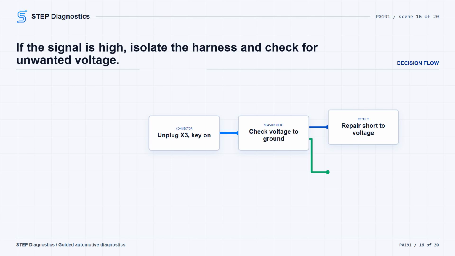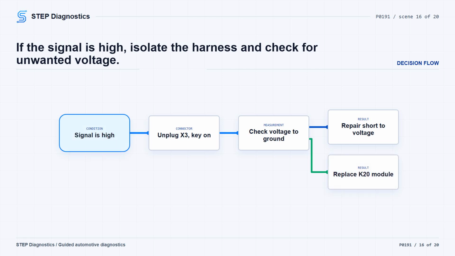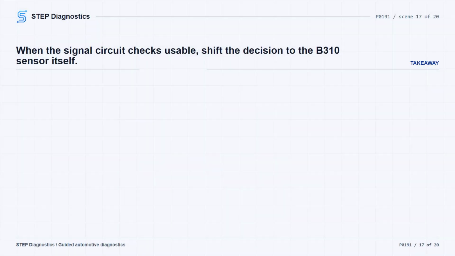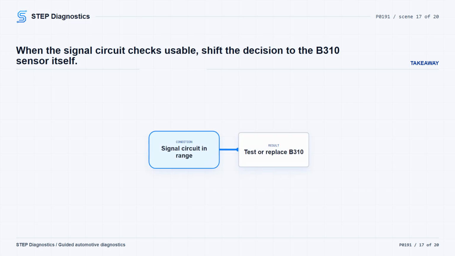If the signal circuit voltage is greater than 5.2 volts, turn the ignition and vehicle off. Disconnect connector X3 at the K20 engine control module. Turn the ignition on with the vehicle in service mode and test for less than 1 volt between signal circuit terminal 2 at the component harness and ground. If it is 1 volt or greater, repair the short to voltage. If it is less than 1 volt, replace the K20 engine control module. If the signal circuit voltage is between 4.8 and 5.2 volts, test or replace the B310 fuel pressure temperature sensor.